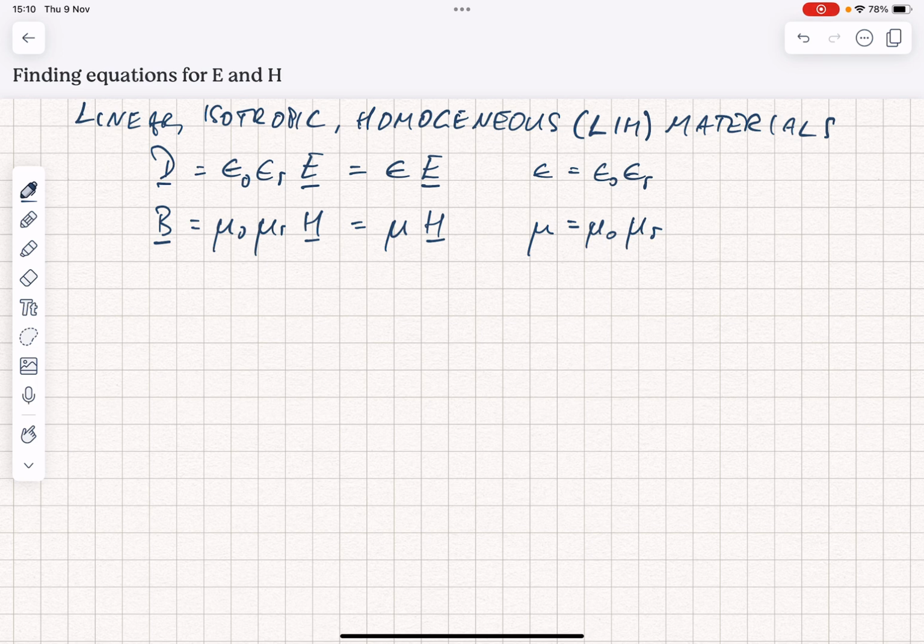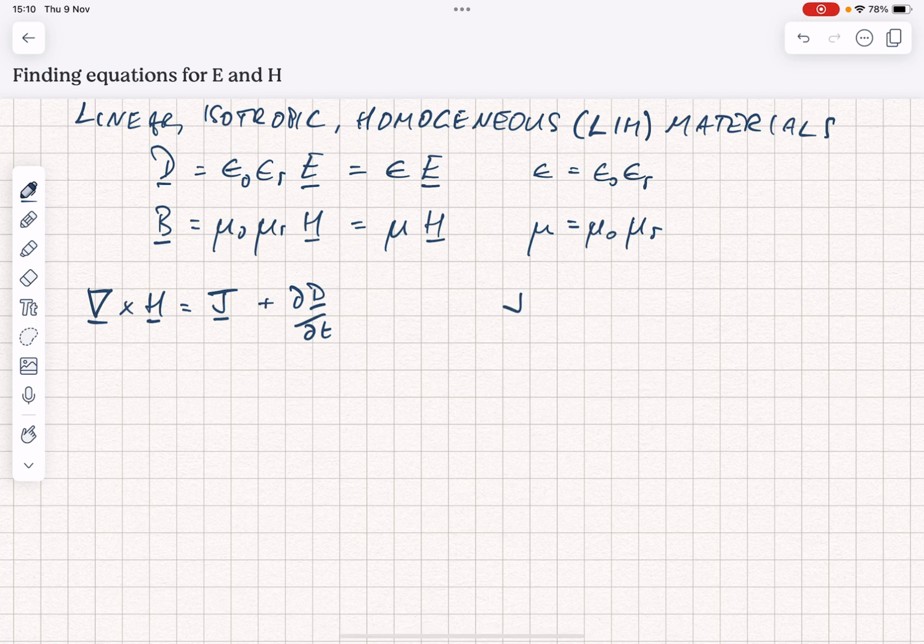Our starting point is going to be the Ampere-Maxwell equation, which we'll write as the curl of H is equal to J, remembering those are free currents, plus dD by dt. What we want to do is turn this equation into an equation involving just H itself. There's going to be a number of steps along the way.